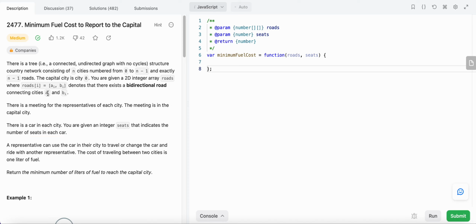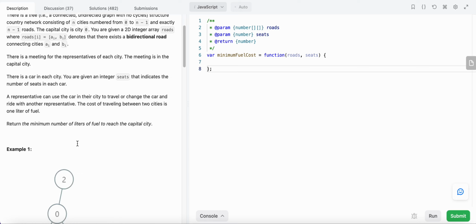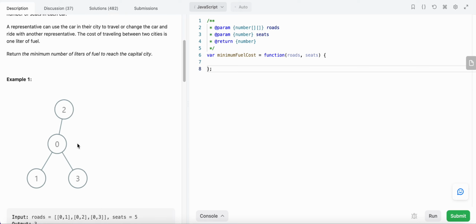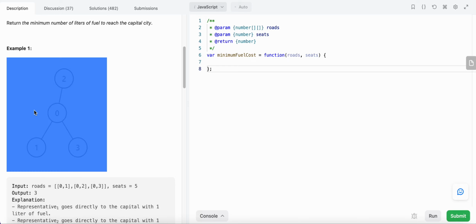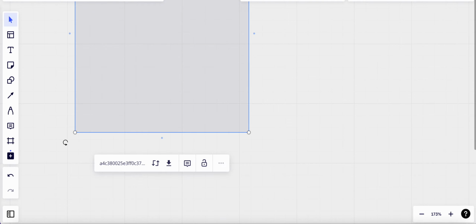So basically from each city, that is from each node, we have one representative, and that representative goes to the capital city, which is node 0. Those representatives can share their seats in their car. We need to figure out the minimum number of liters of fuel to reach the capital city, and to travel from one node to another, the fuel cost is equal to 1 liter. Now that we understand the concept, let's start to solve the problem.